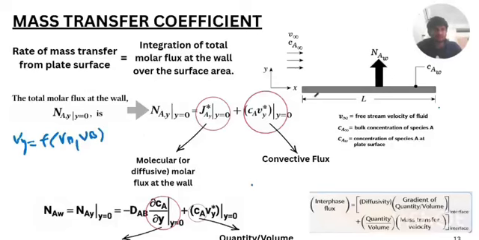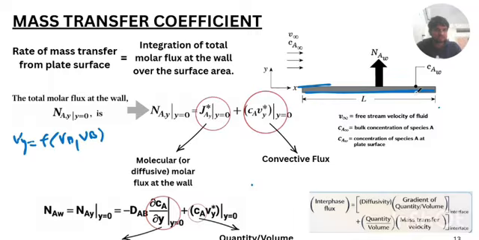So as we have completed the interface flux in heat transfer, we would be starting with interface flux in mass transfer. Similar to interface flux in heat transfer, the interface flux in mass transfer equals the total flux at the interface. Here we will consider a naphthalene plate of length L.